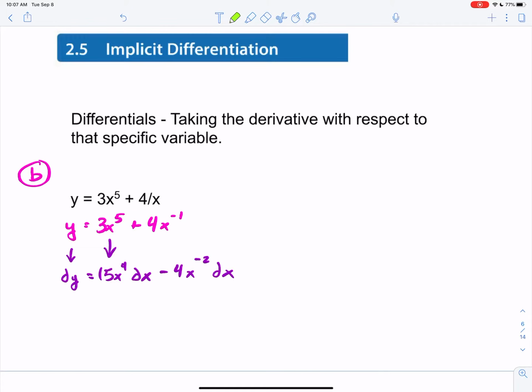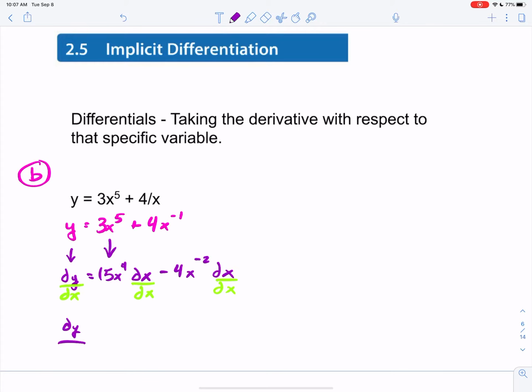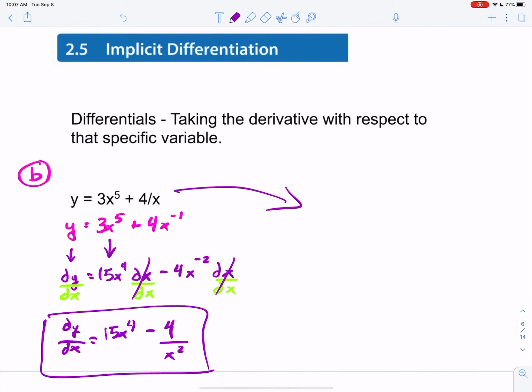Now that you've taken the differential, we're going to divide every differential by dx because we want dy dx, okay? So dy dx will now equal 15x to the 4th, the dx's cancel out, minus 4x to the negative 2, or 4 over x squared if you want. Okay, but again, it's a lot easier to just take the derivative here because it's explicit.